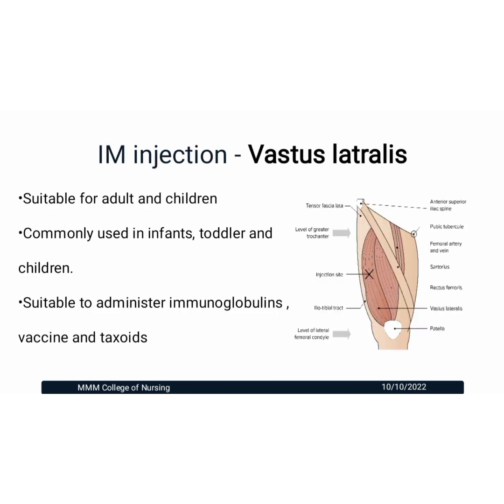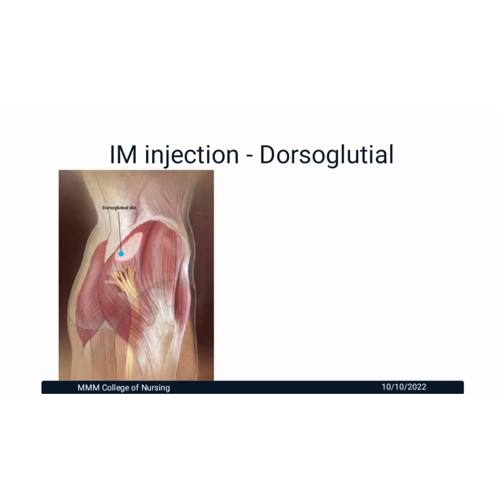Vastus lateralis site. It is suitable for adults and children, commonly used in infants, toddlers and children. The site is suitable to administer immunoglobulins, vaccines and toxoids. Dorsogluteal site is not in practice nowadays. The reason is that it has a high risk of nerve injury at the sciatic nerve.